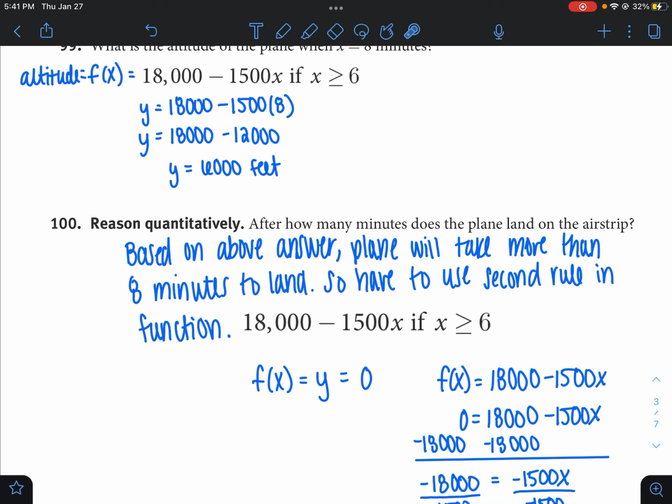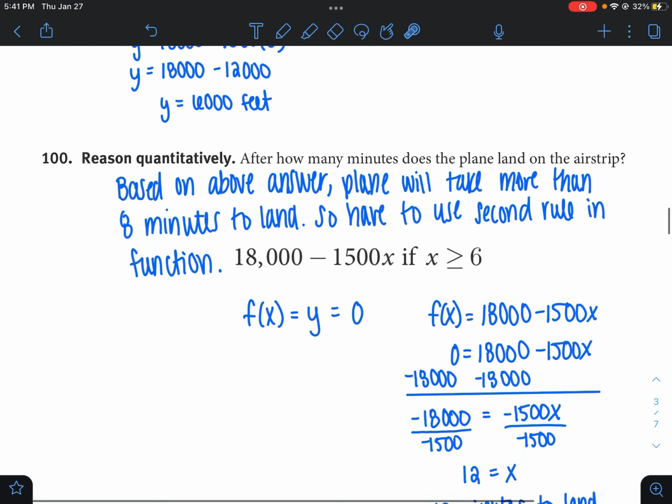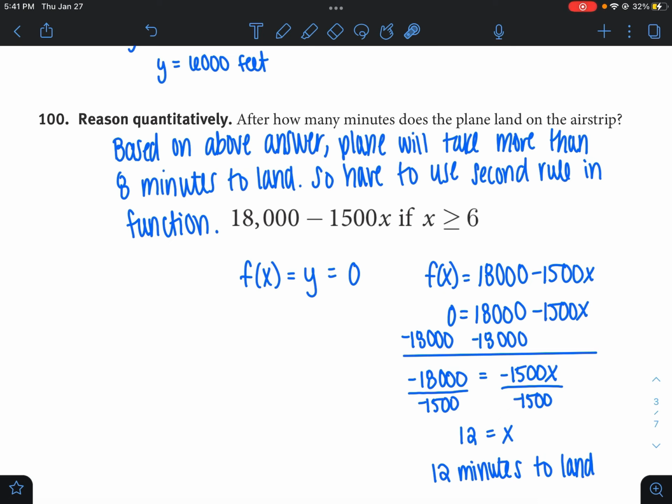So f of x, which again is y, is equal to 0. So we take this function and we set it equal to 0. So 0 is equal to 18,000 minus 1,500x. Then we solve for x. Subtract 18,000 on both sides, divide both sides by negative 1,500, and we get x is equal to 12. So what does that mean? It's going to take us 12 total minutes to land.